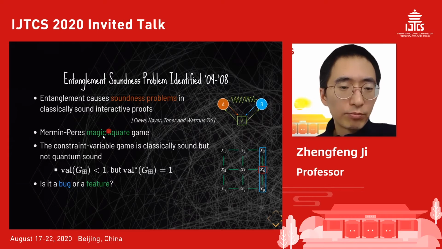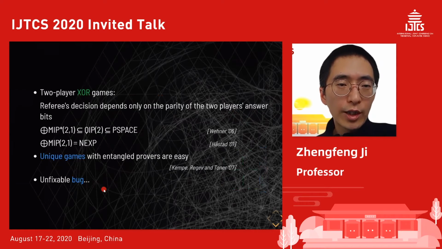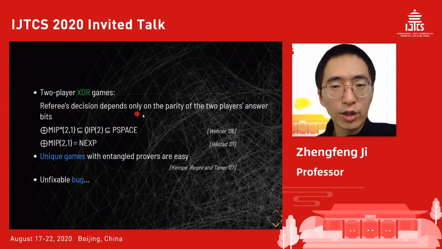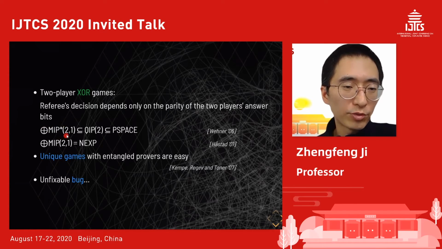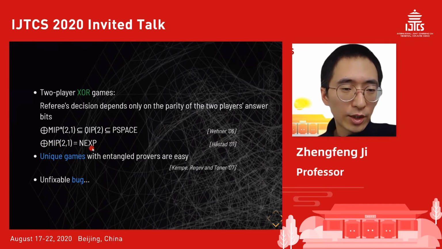And people started to wonder whether this is kind of a bug, like entanglement causing problems in interactive proof systems, or maybe it's a feature. Sometimes it's indeed a big problem because we know that at least for 2-prover XOR games, where the verifier's decision depends only on the parity of the players' answers, the complexity of the 2-prover interactive proofs with entanglement is inside PSPACE, using a result of Wehner. But classically, this class is as powerful as MIP in general, so it's NEXP.